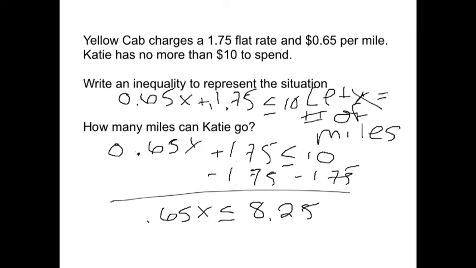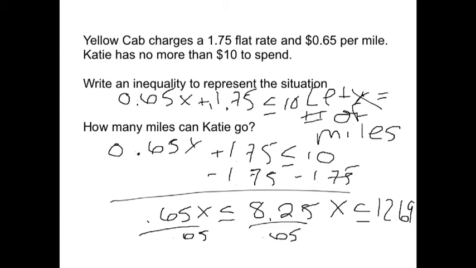So I'm getting out my handy dandy calculator only because I don't want to spend 25 minutes with you guys trying to figure that out. So I'm going to do $8.25 divided by 65 cents. And I'm going to get a funky number where X is less than or equal to 12.69.